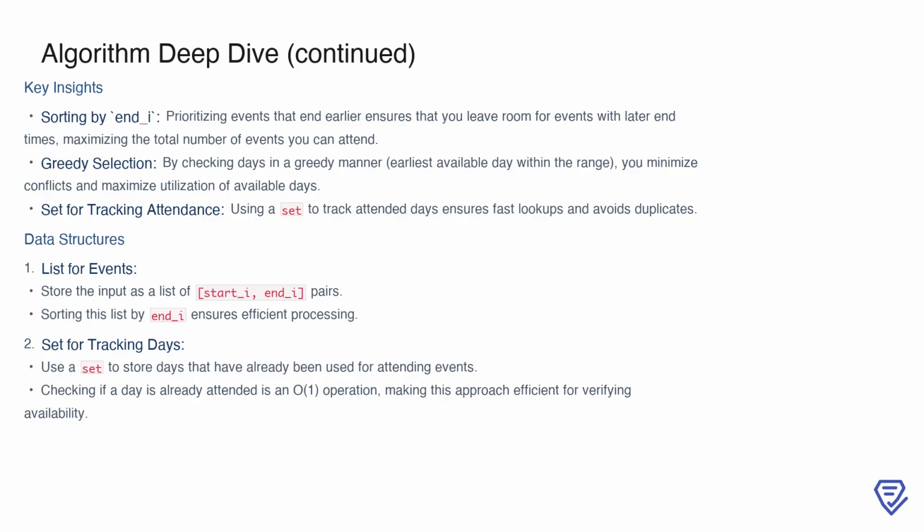This data structure allows for O(1) lookups to check if a day has already been attended, ensuring that we avoid duplication. In terms of data structures, we use a list to store the events, which is sorted by end_i for efficient processing, and a set to track attended days, providing quick and reliable checks for availability.